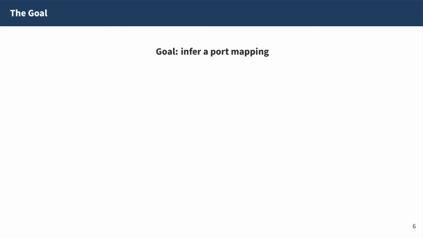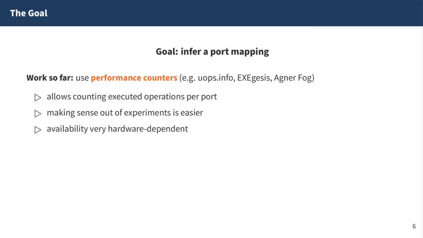This lack of information motivates our research. We want to infer a port mapping that explains the processor's performance characteristics. Since we cannot look into the hardware itself, we need to base our work on observations of the processor. So far, related work followed a common strategy for this purpose. They feed the processor with instructions under investigation and then read integrated hardware performance counters of the processor to count the number of operations executed on each port.